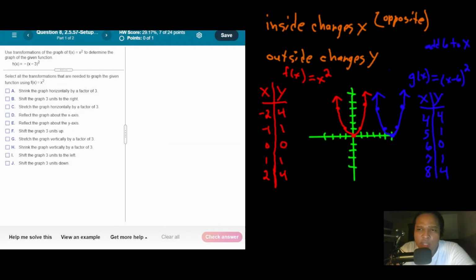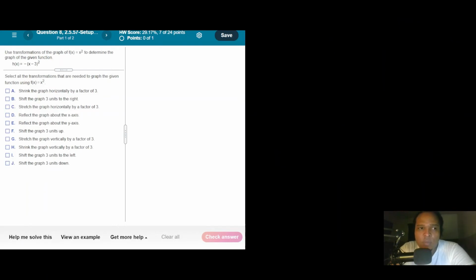Okay, so looking at this, let's erase this mess. Okay, so looking at this, we have a negative on the outside. That's going to change your y's. We have minus 3 on the inside. We're going to add 3 to all of our x's, which is a horizontal shift to your right. So let's write down what we have.